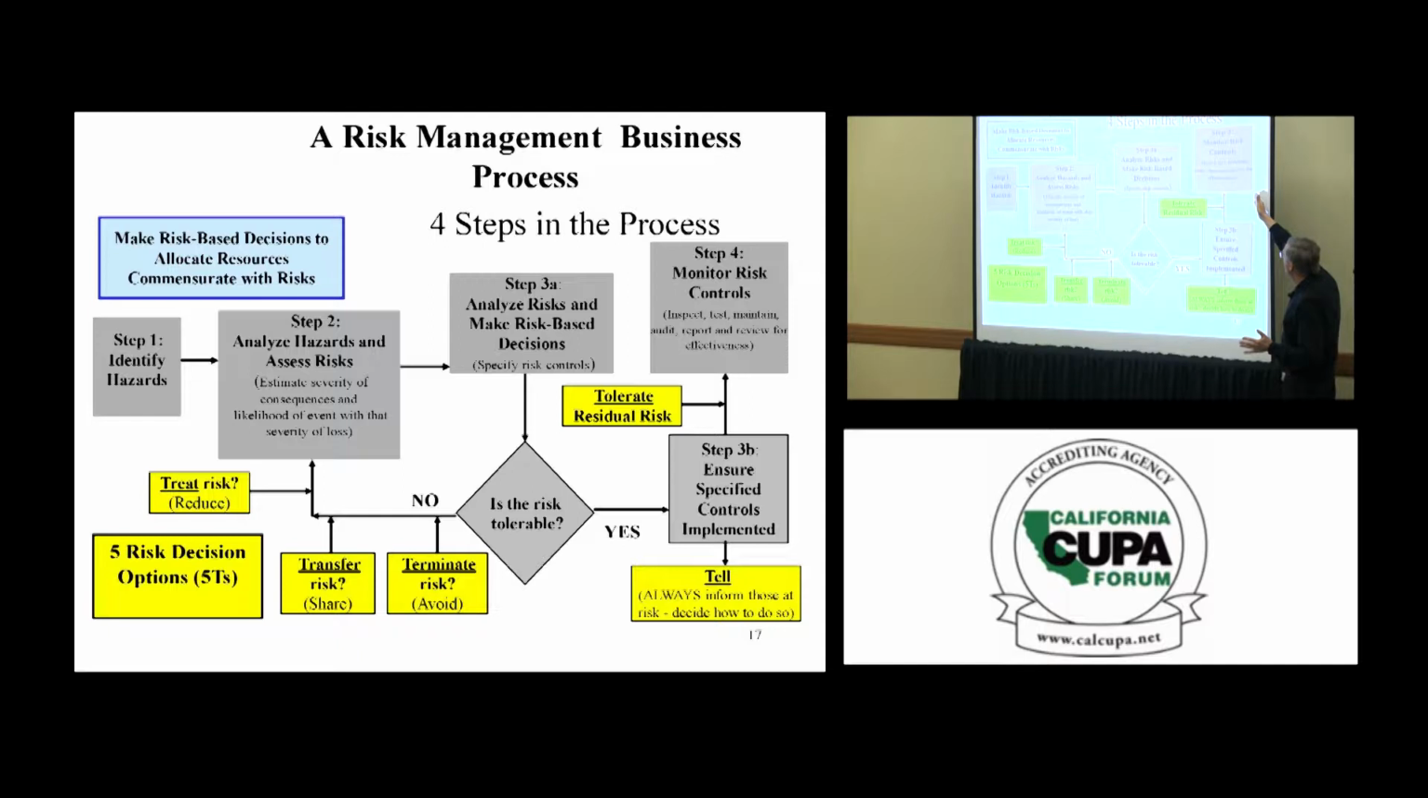Monitoring risk controls: inspecting, testing, maintaining, calibrating, doing auditing, which is one of the functions of CUPAs, to make certain that individuals are doing what they said they were going to do to meet the regulations. And hopefully to go beyond regulations and to adopt industry best practices.